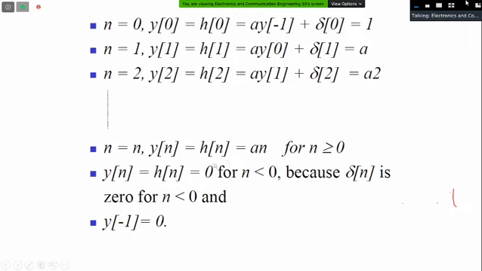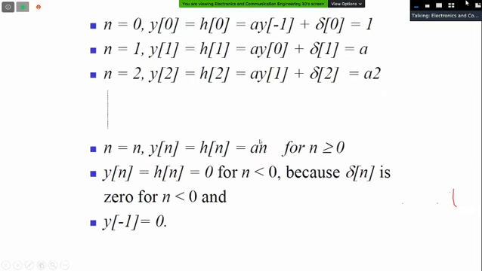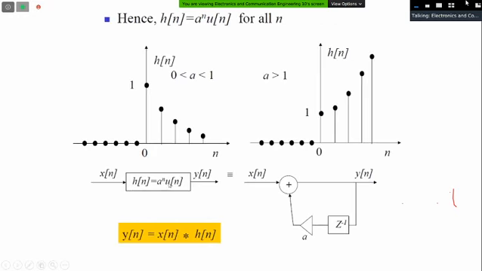So if n equal to 0, you get 1, n equal to 1, you get a, n equal to 2, you get a squared, n equal to n, you get a to the power n. Actually, I'm sorry for that, this is actually a square, and this is a to the power n. I will make the correction when I send you the PPT slides. And this function, this h[n], you can write it as a to the power n u[n].